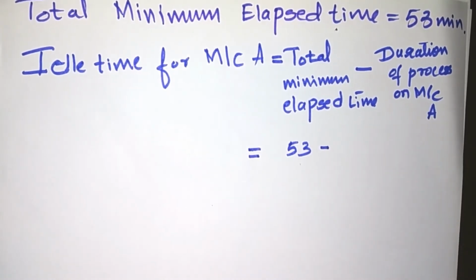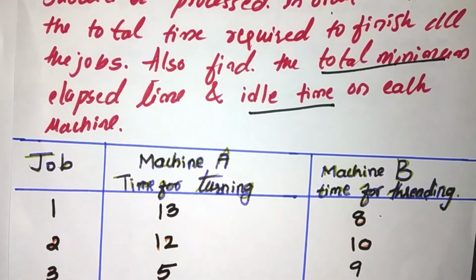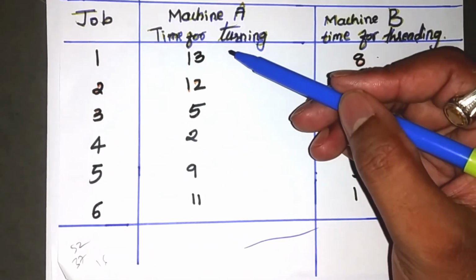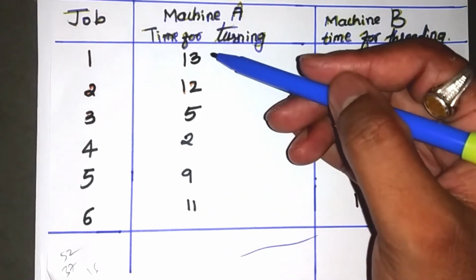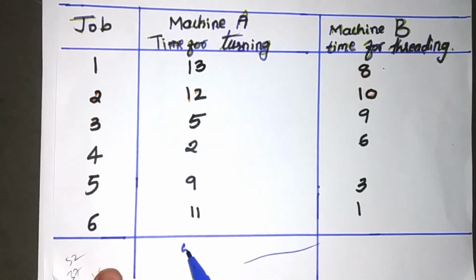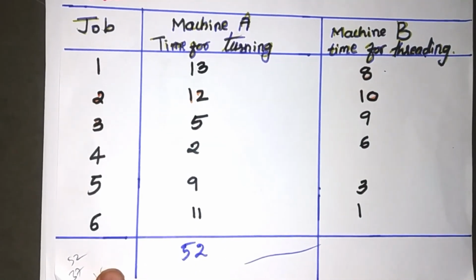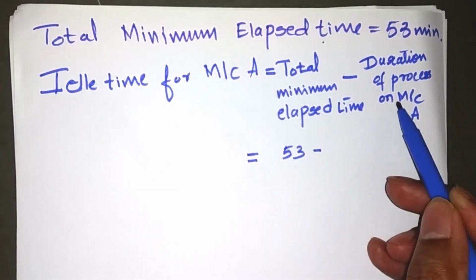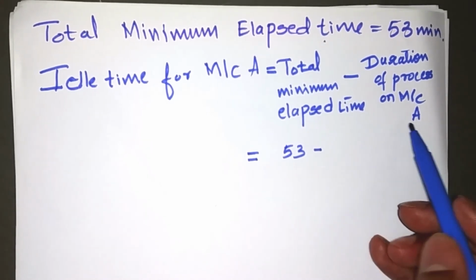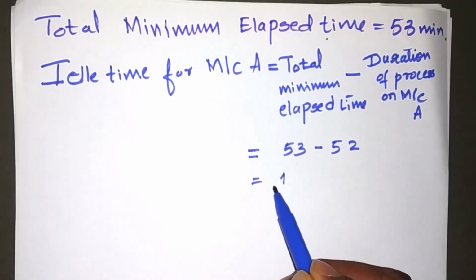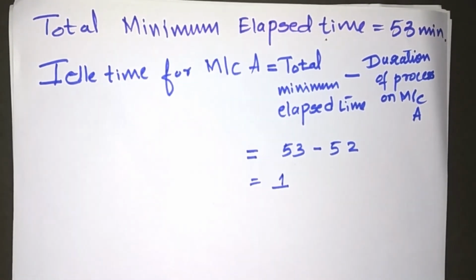Now for that we have to go back to our problem. In this problem, this is the machine A timings, and we have to add this. The total duration is the addition of all this time. So if I add this, I get 52 minutes. So this is the total duration for machine A. So that I am going to write it here. The total minimum elapsed time is 53 minutes, and the duration of processing on machine A is 52 minutes. So the difference will give me the total idle time for machine A.